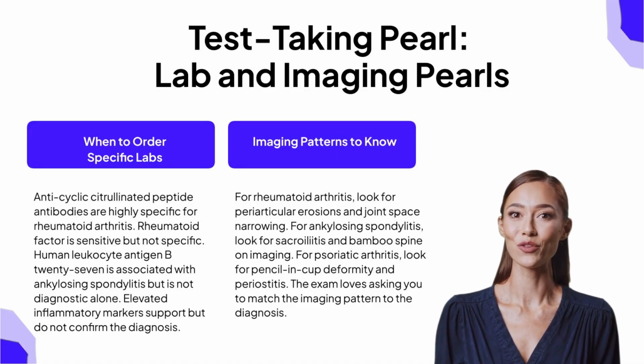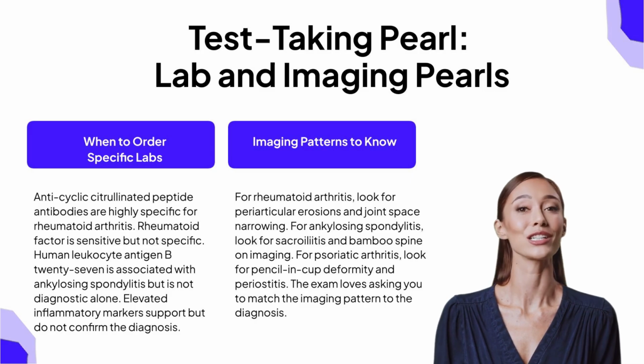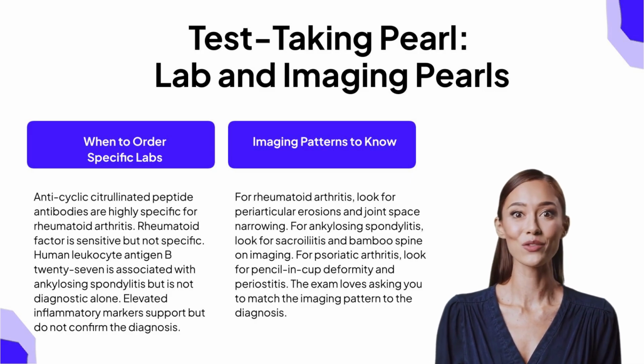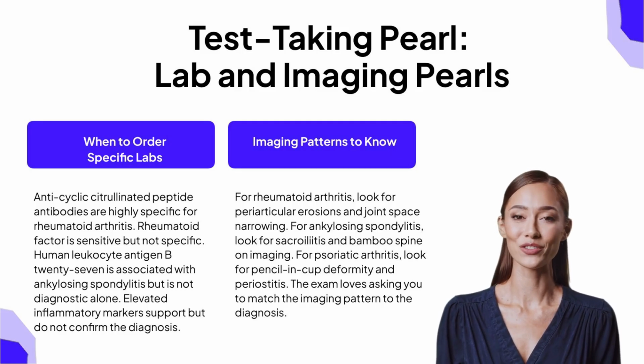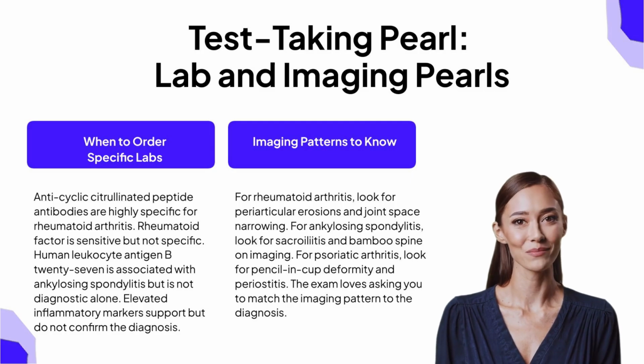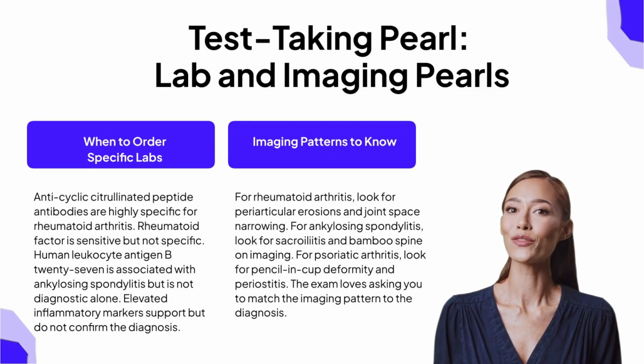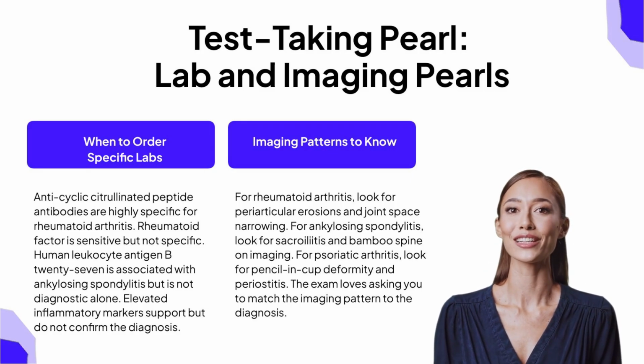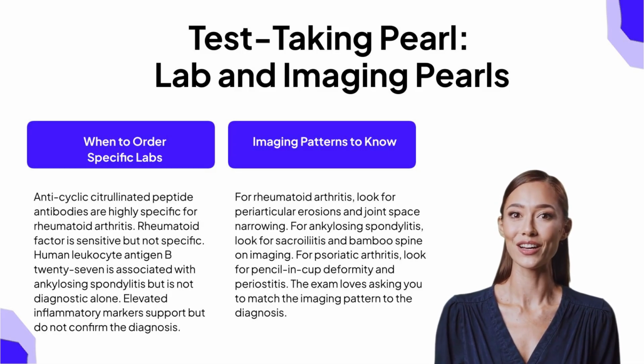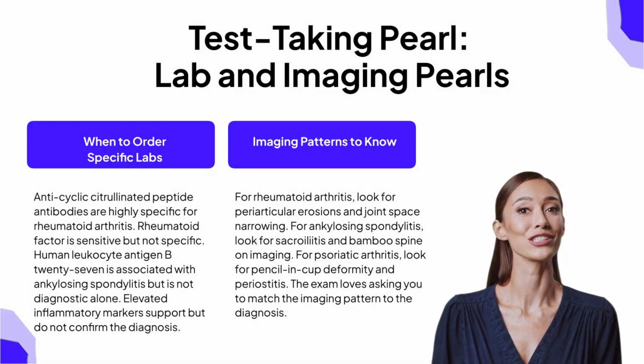For imaging, rheumatoid arthritis shows periarticular erosions and joint space narrowing. Ankylosing spondylitis shows sacroiliitis and bamboo spine. Psoriatic arthritis shows pencil cup deformity and periostitis. Here is the important point. The exam loves asking you to match the imaging pattern to the diagnosis, so commit these associations to memory.